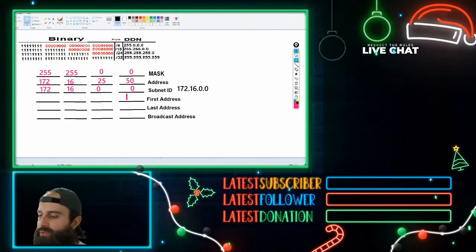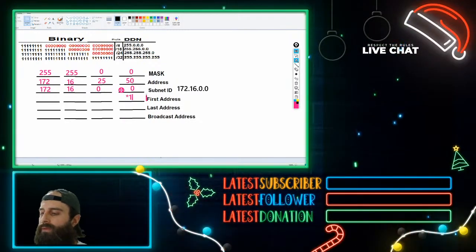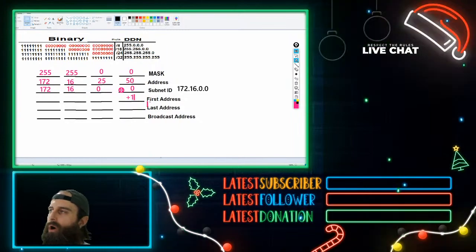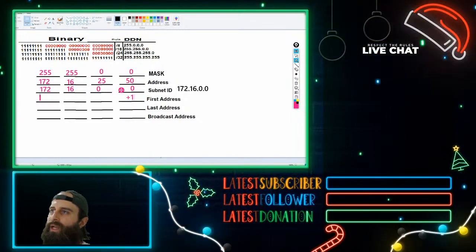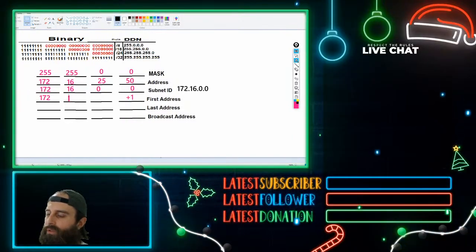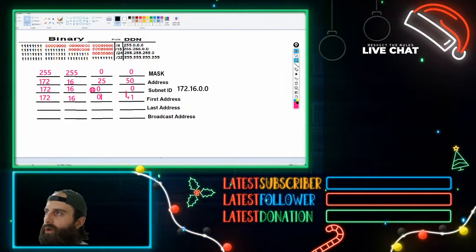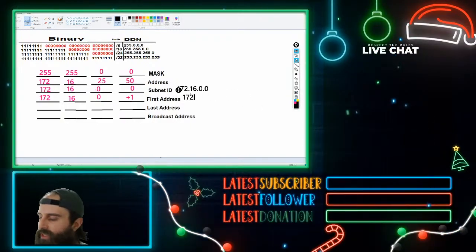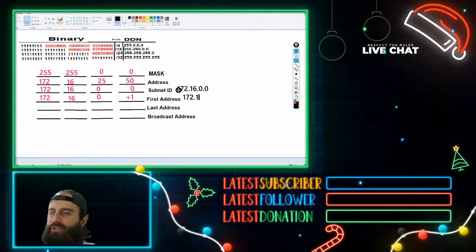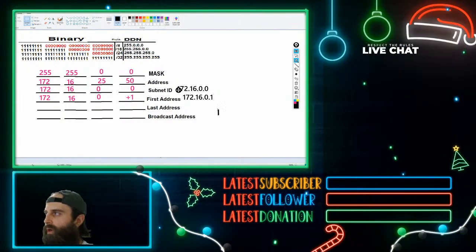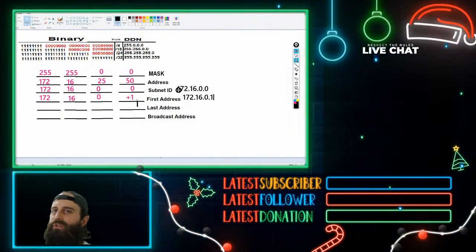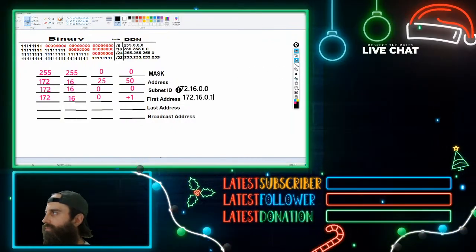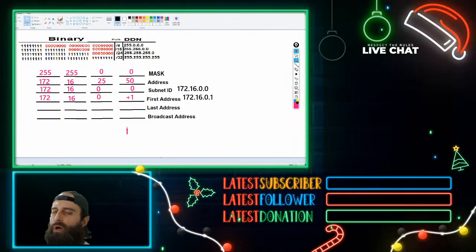All we're doing is we just have to plus 1 to our subnet ID. So it's 172.16.0.1. Okay. So the first address in that range of addresses is 172.16.0.1. All we have to do to find that first address is plus 1 to that subnet ID. All right. Now let's go find our broadcast address.